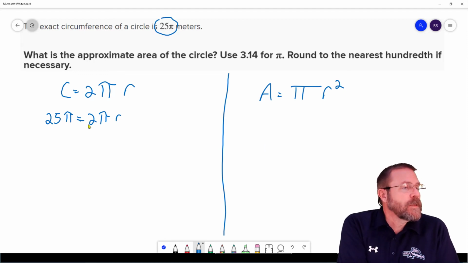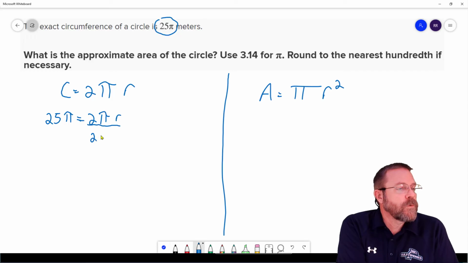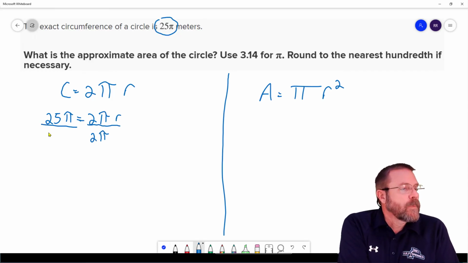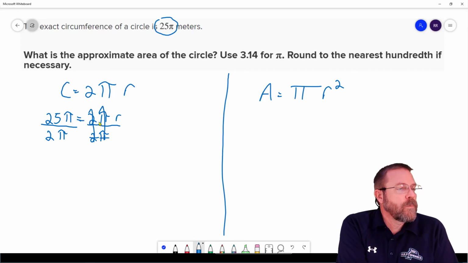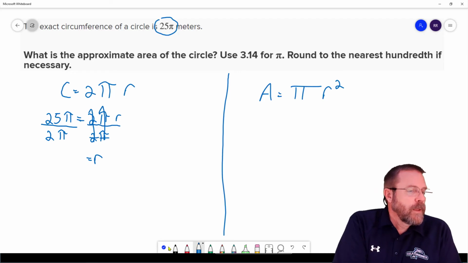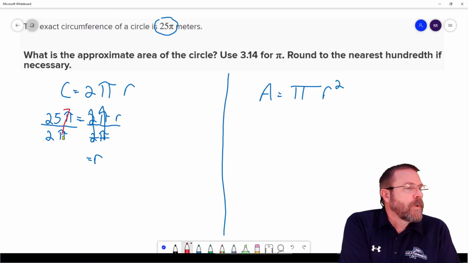Now we're going to isolate the variable by taking away r's friends. His friends are 2 and pi, which are multiplying, so we're going to divide them. I'm going to divide them on both the left and the right. So now I've got the 2's divided out becoming 1, the pi's divided out becoming 1. 1 times the radius is going to be the radius. And on the other side, I've got pi divided by pi is equal to 1 again.